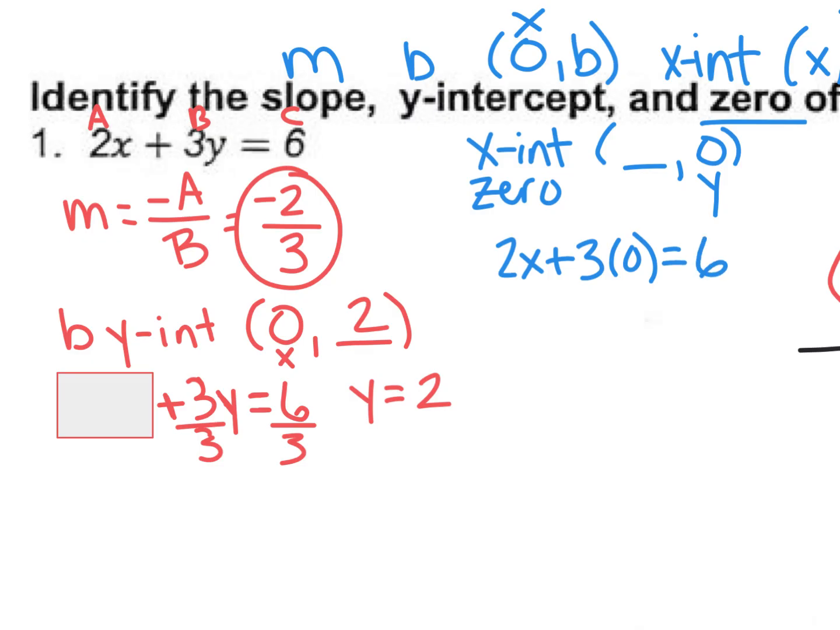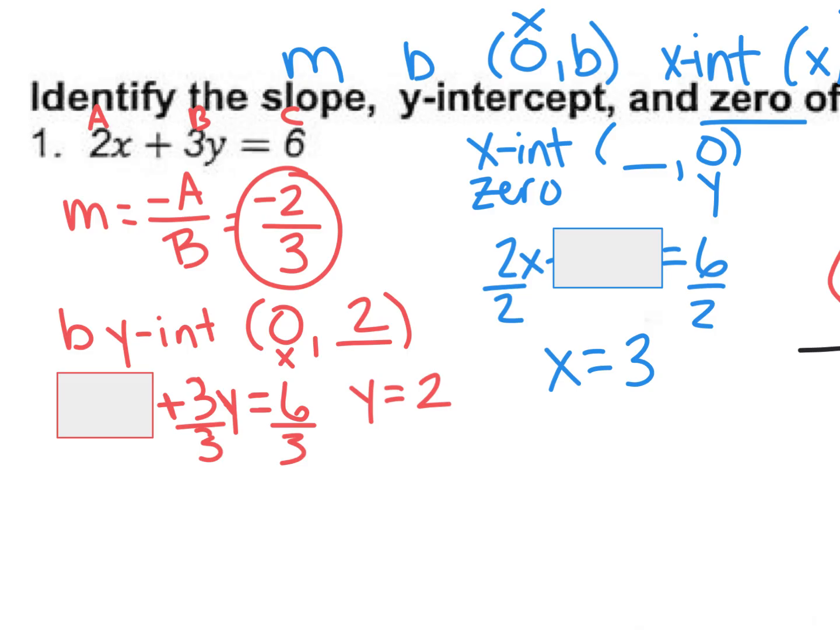what happens with 3 times 0? It's not there. Let me just cover it up. Let's pretend it's not there. How do I solve 2x equals 6? We divide by 2. What is x? X is 3. So that is my x-intercept.